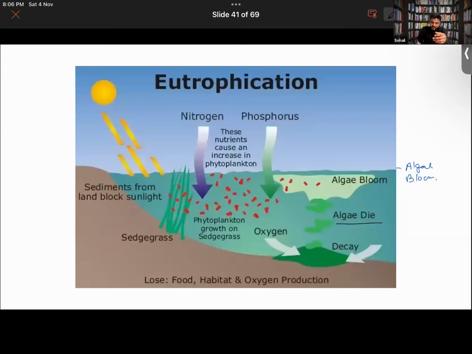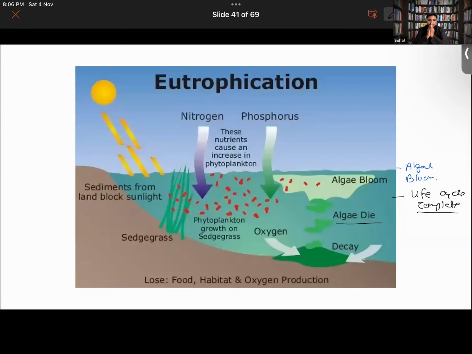Now when it completes its life cycle, it will start to die, and the bacteria present in the water will start to decompose it. If you see, this alga is present in a huge mass in the water. This huge mass of dead algae will now be fed upon by the microorganisms, the bacteria present in it.